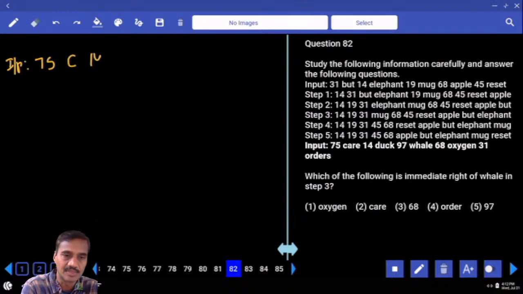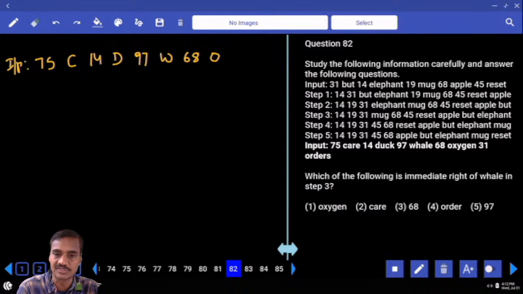14. Next one, duck, and 97. Next one is whale, and 68. Next to 68, oxygen, and 31. And next one is odd. Done with this? 4, 5, 6, 7, 8, 9, 10.